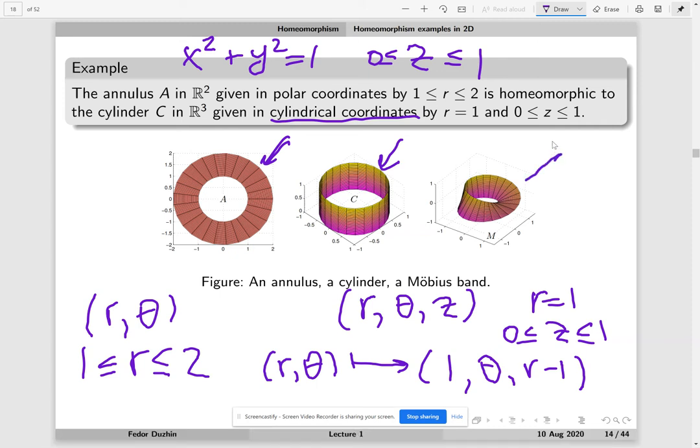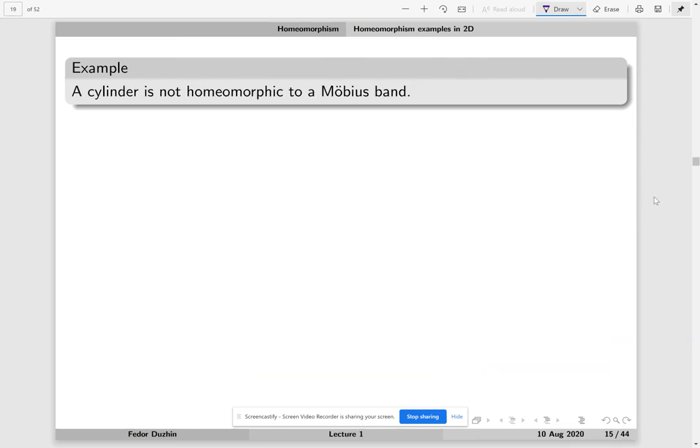So here is the Möbius band. You can make it out of paper. If you just begin with a strip of paper, then twist it and glue it with a twist, right? Then you will get a Möbius band. So why is it that the cylinder is not homeomorphic to the Möbius band? In class, I'm going to show you a nice experiment with the Möbius band. But now let me just explain why a cylinder is not homeomorphic to a Möbius band.